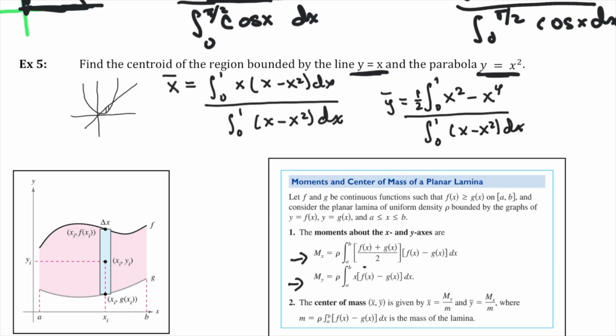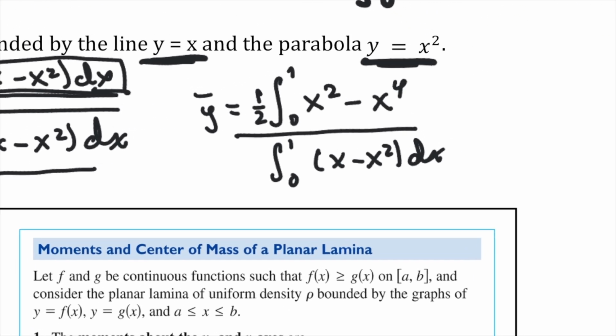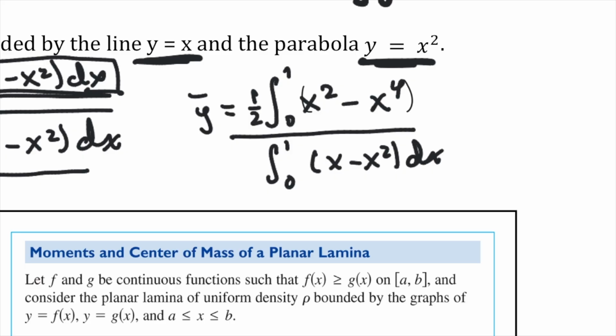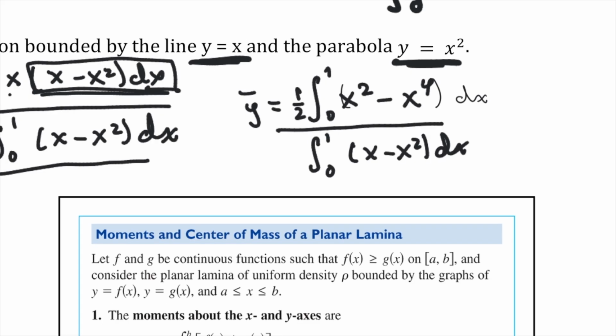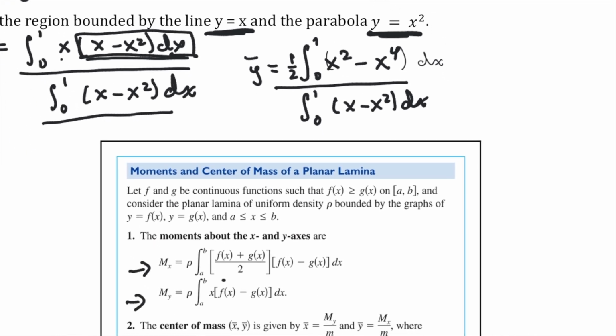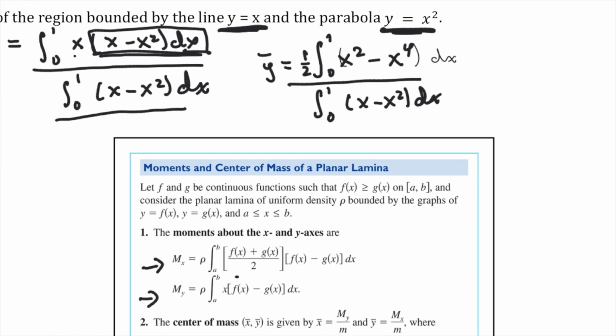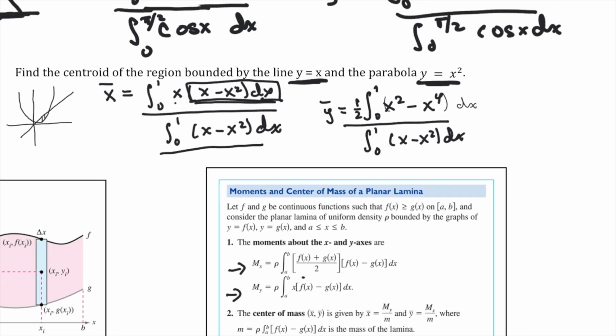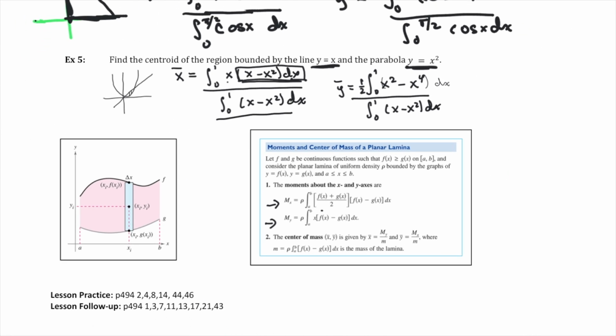So x bar is going to be your distance, which is x, multiplied by your mass, which we found earlier is just the height times dx, divided by the area of the region. And y bar, once again, is going to be your mass multiplied by your distance from the x-axis, and then we will divide that by the area of the region. Go ahead, calculate those values, and then give page 494 a good try.